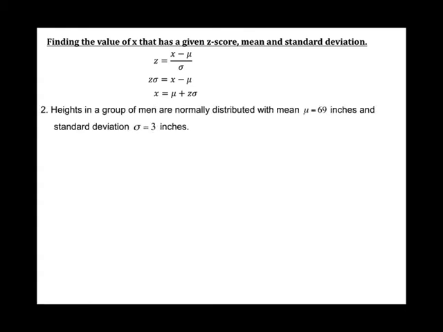Okay, look at this example. Heights in a group of men are normally distributed with mean 69 inches and standard deviation equal to 3 inches. Find the height whose z-score is 1. Interpret the result. This time, they want to find the height, so it means they are looking for the x in here, when the z-score is equal to 1. So plug into this formula.